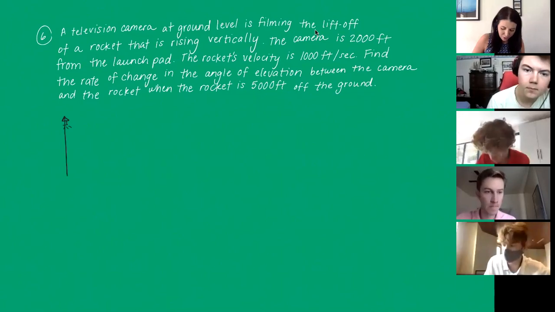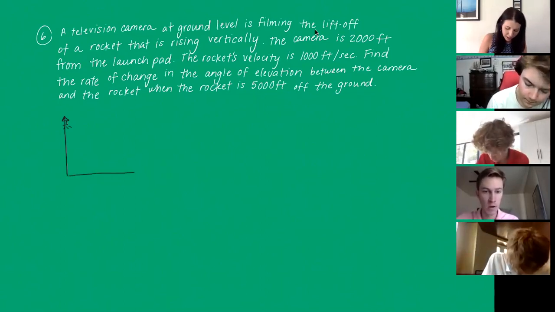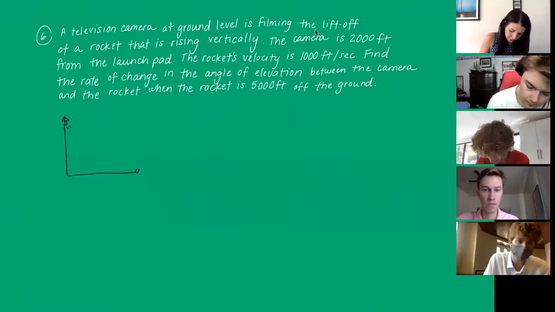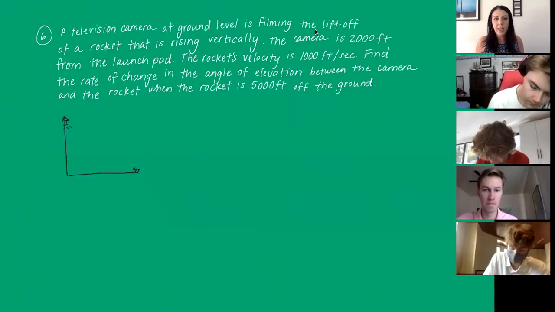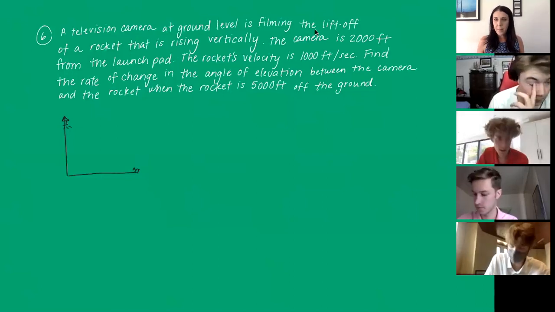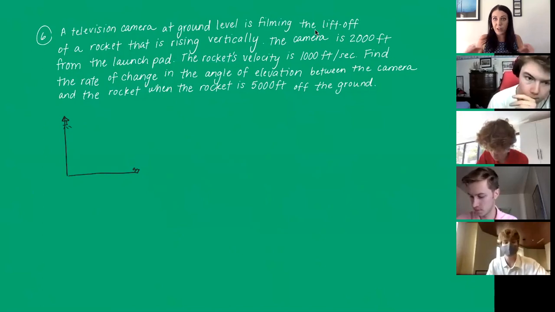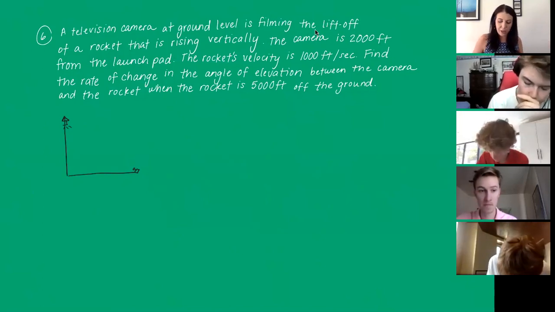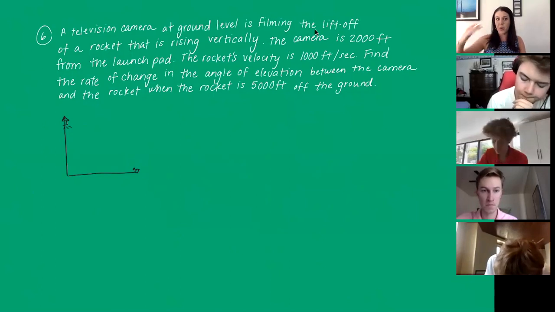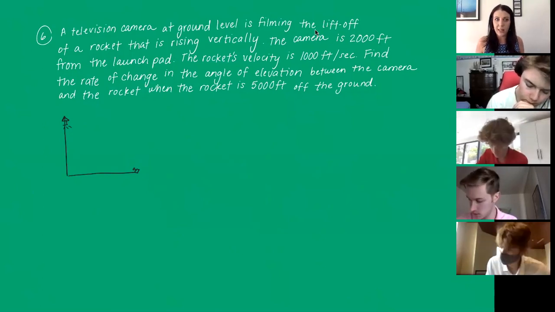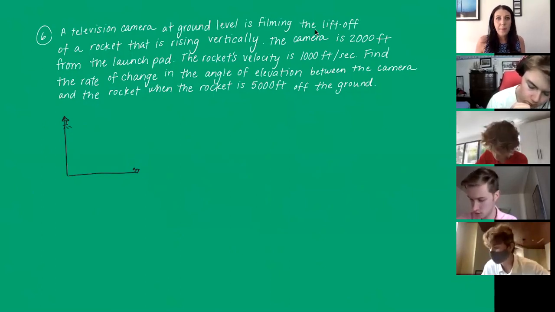And then I have over here somewhere a little camera. The camera's watching the liftoff and it's in the ground. It's ground level. I think it says that. Yeah, at ground level, so it doesn't have any height associated with it. It's in the ground and it's watching that liftoff happen.